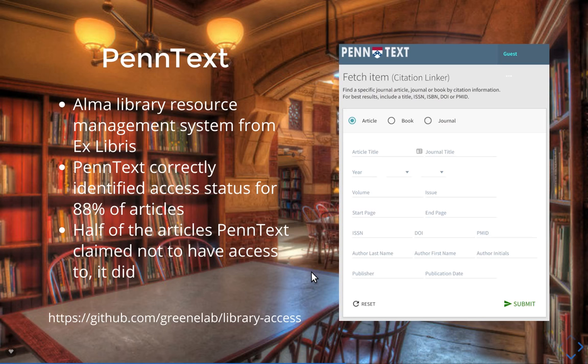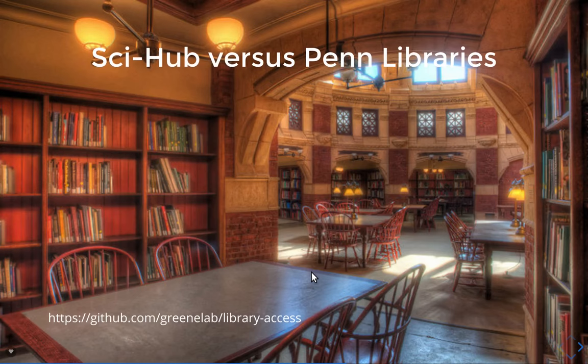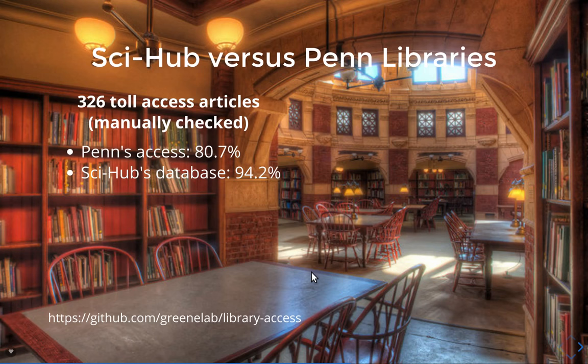So how did Sci-Hub compare? Because of the issues with the automated Penn access calls, we manually looked at 326 toll access articles. So articles where there's a paywall. And what we found is that Penn had access to 80% of those, whereas Sci-Hub had access to 94%. So here we see that Sci-Hub is more complete than this major library.